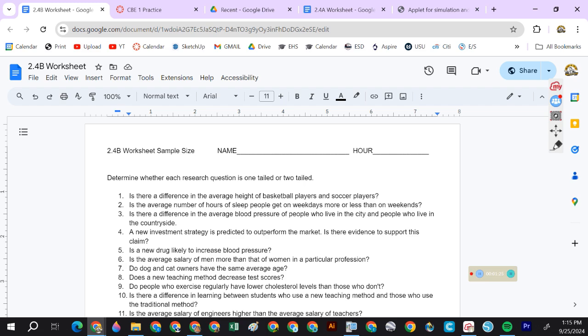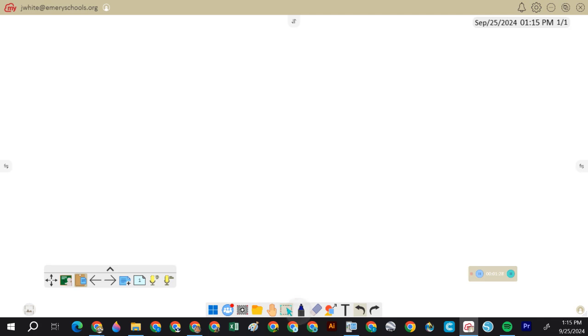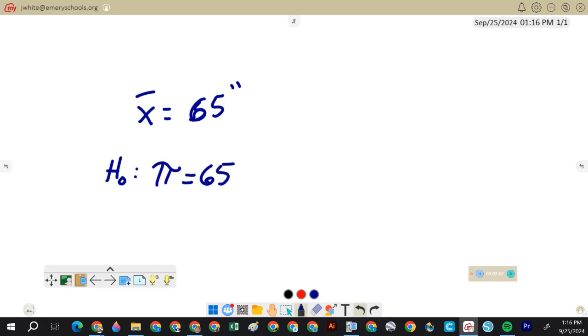So why does that matter? Well, let's say I wanted to know the average height of females in Utah over the age of 18. And somebody tells me that they think that the average height is 65 inches. I have to set up my null hypothesis right now. So what would my null hypothesis be? Well, my null hypothesis is that pi is equal to 65. That's easy.